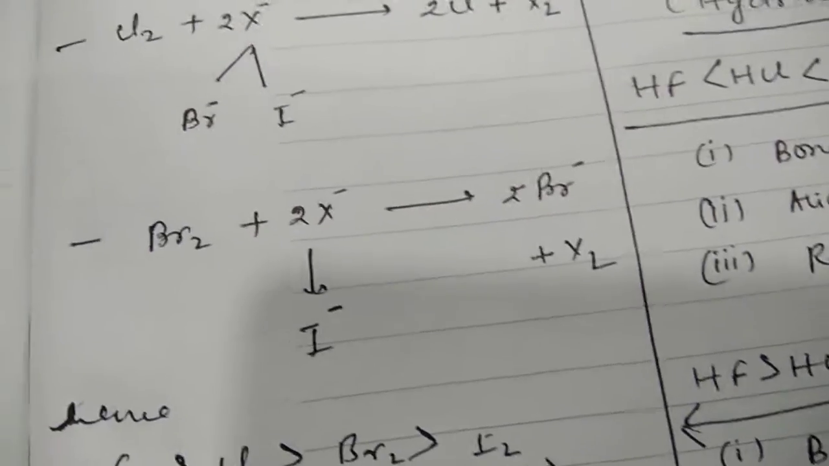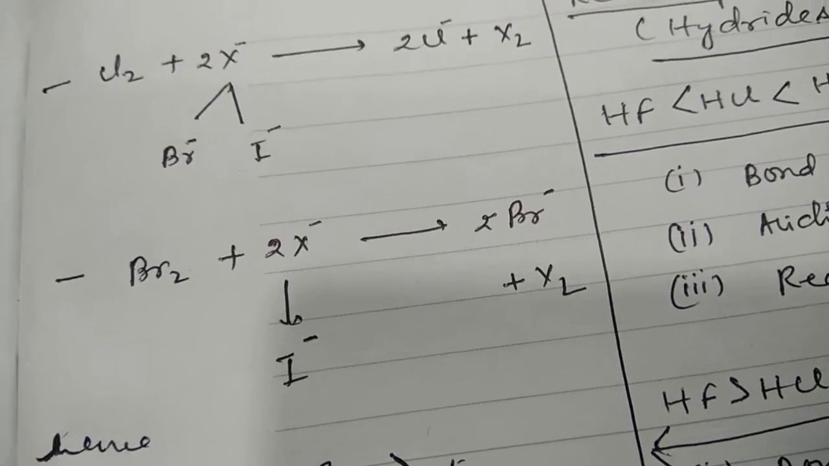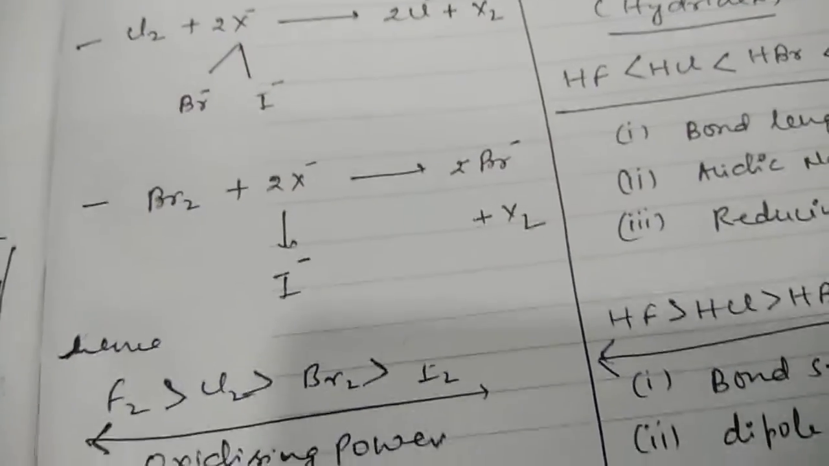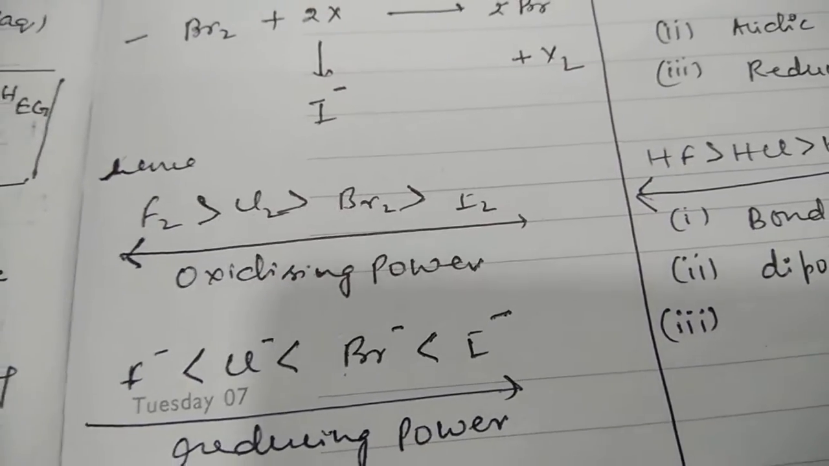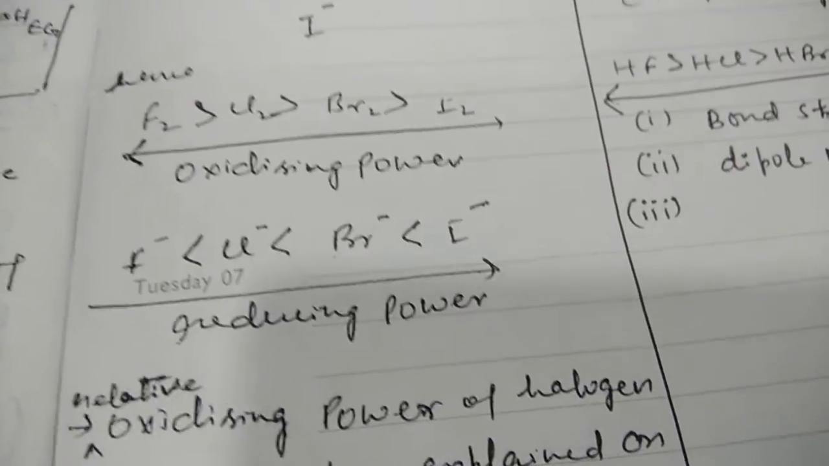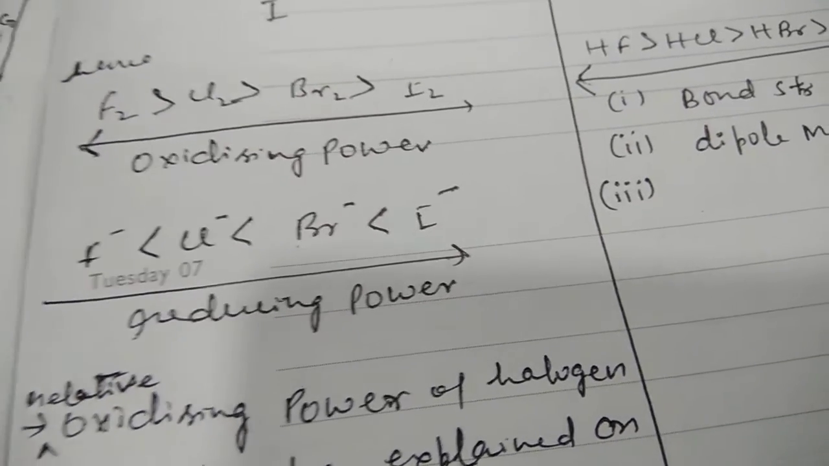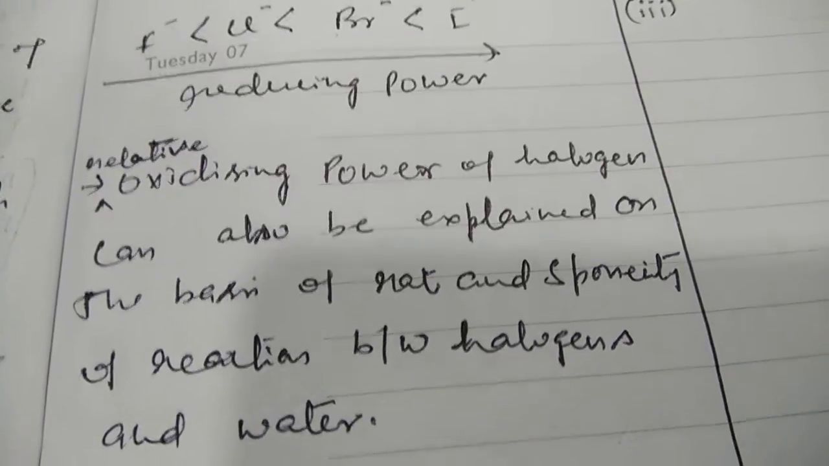Same indication again, that Br2 is a powerful oxidizing agent compared to iodine, I2, but it is a weak oxidizing agent compared to fluorine and chlorine. So oxidizing power is illustrated like that, F2, Cl2, Br2, I2, and just in the opposite order the reducing power, so F minus, Cl minus, Br minus, I minus. So the relative oxidizing power of halogens can also be explained.